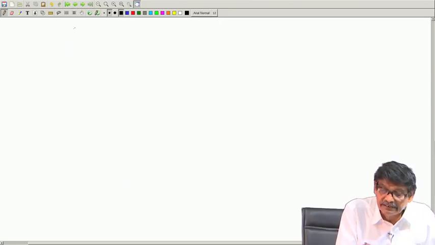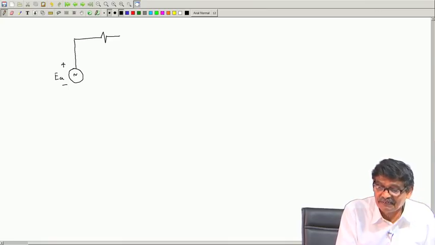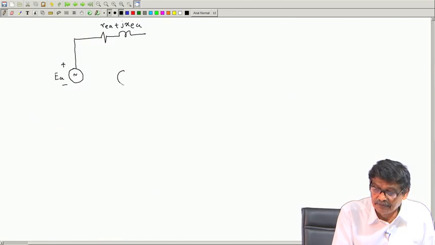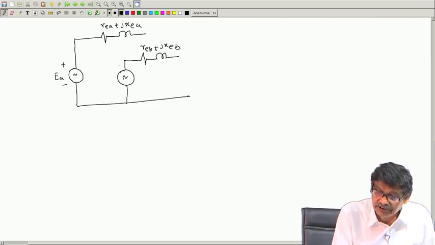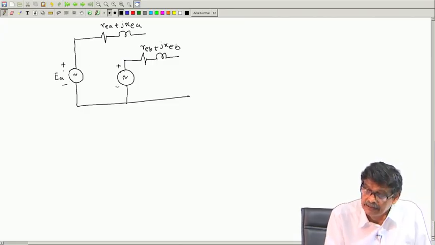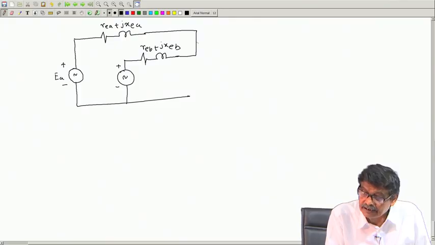For example, this is the circuit, once again I am drawing. This is your EA, this is your R_EA plus jX_EA, the leakage reactance. The second transformer is connected in parallel, this is R_EB plus jX_EB, and then I have connected them in parallel with due regard to the polarity, meaning plus to plus, and then I have connected a load here.